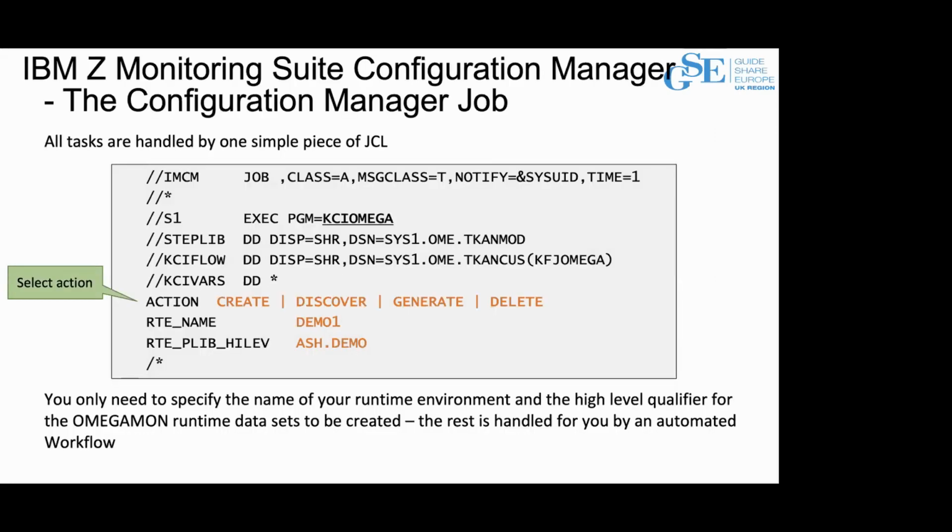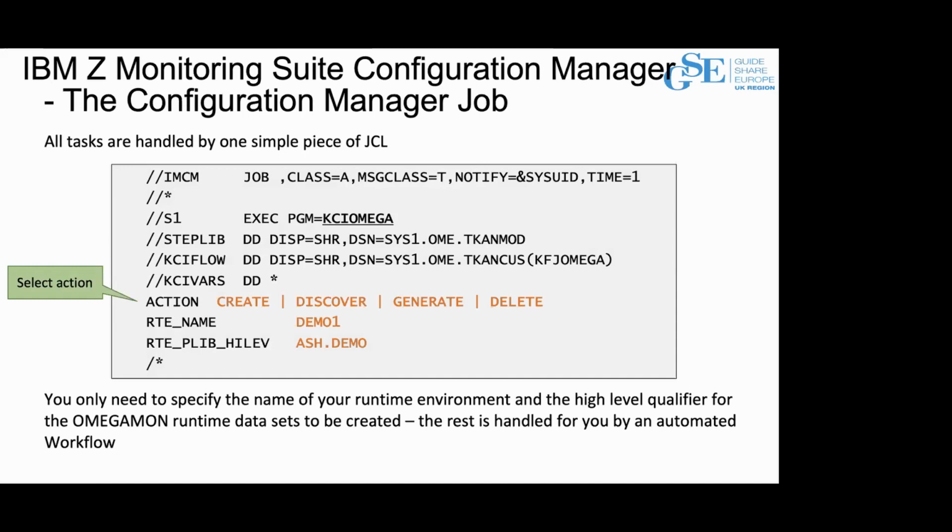Okay, so let's look at the job example. All tasks are handled by just one simple JCL. As you can see here, it's not many lines, right? The program we use is KCI Omega primarily, and there are 4 actions that you use. So the first one is create.